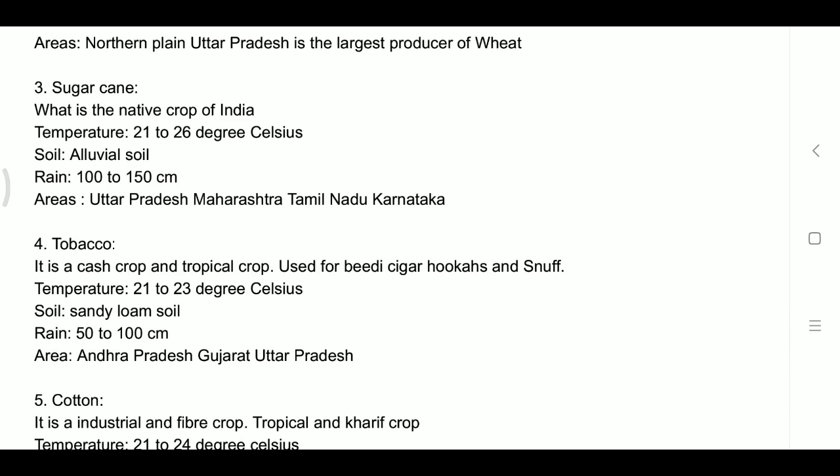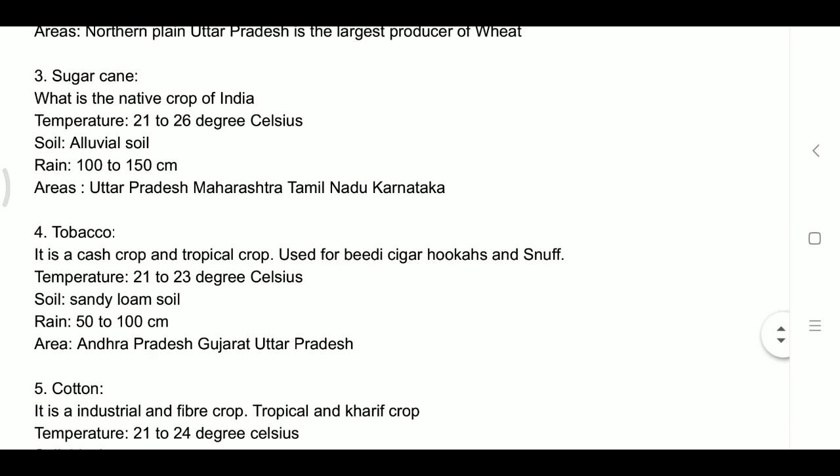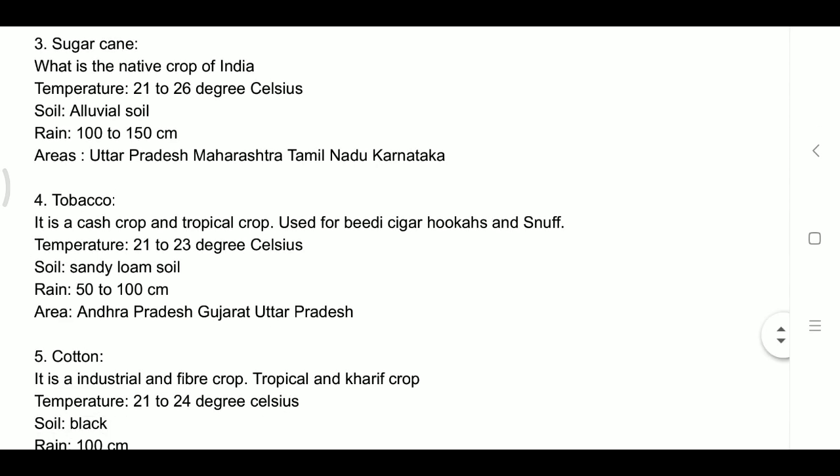Sugarcane is a tropical crop and a native crop of India. We have to remember, native crop of India. Since it is tropical, it needs more temperature, 26 degrees Celsius. Alluvial soil is better. More rainfall, around 150 centimeter. Uttar Pradesh is the largest producer, along with Maharashtra, Karnataka, Tamil Nadu.